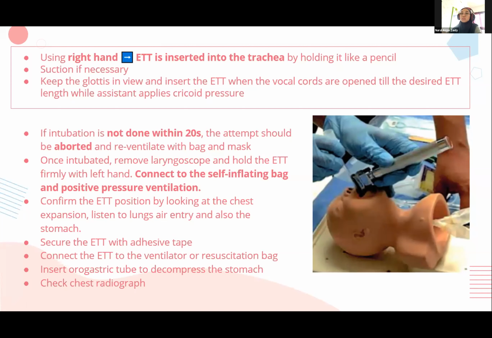How do we confirm that we have intubated correctly? You can look at the chest expansion, make sure it is equal, and the lung air entry is also equal on both lungs. Then secure the ETT with adhesive tape, connect it to the ventilator, insert an orogastric tube to decompress the stomach, and check the chest radiograph. On the radiograph, the endotracheal tube should be below the clavicle and above the carina.